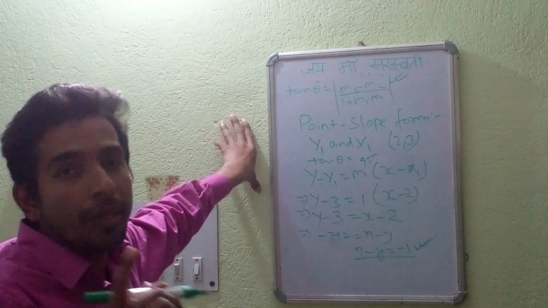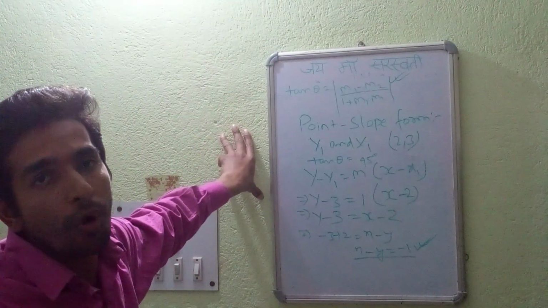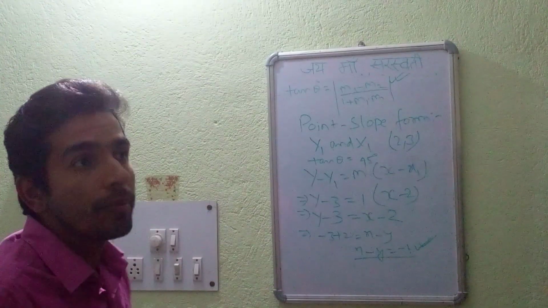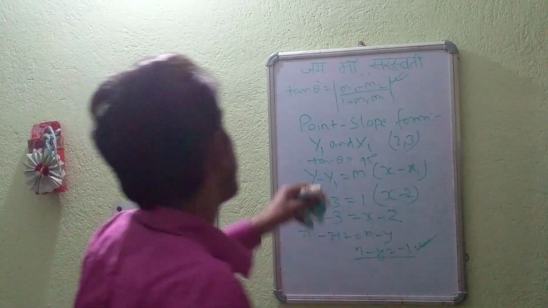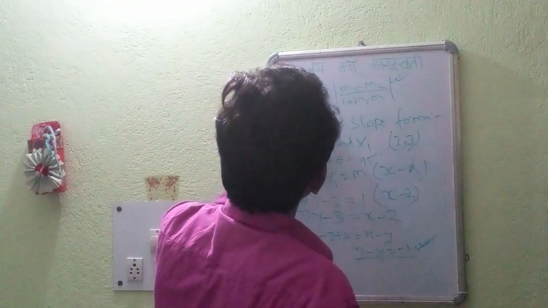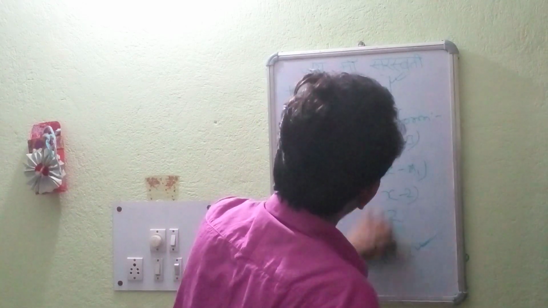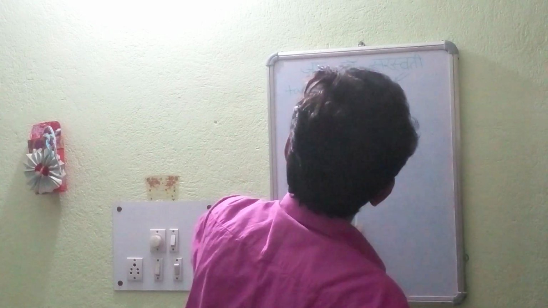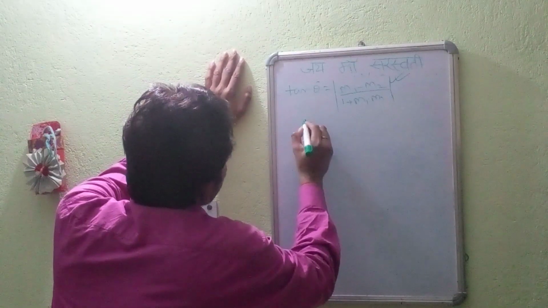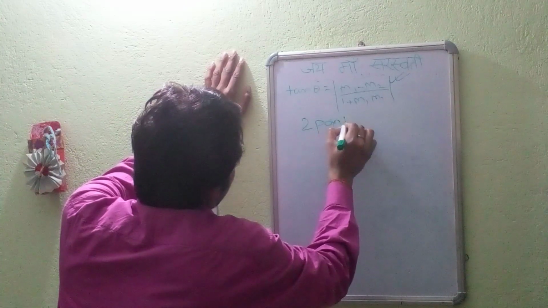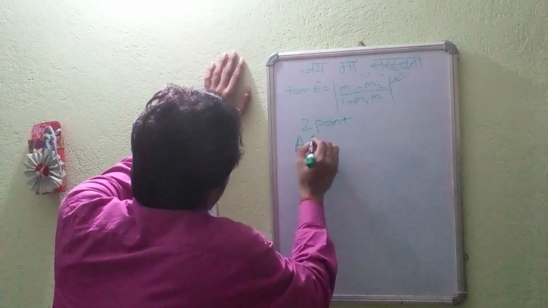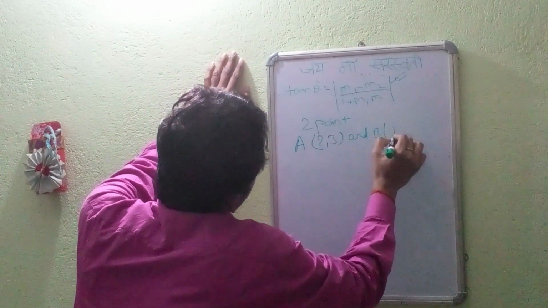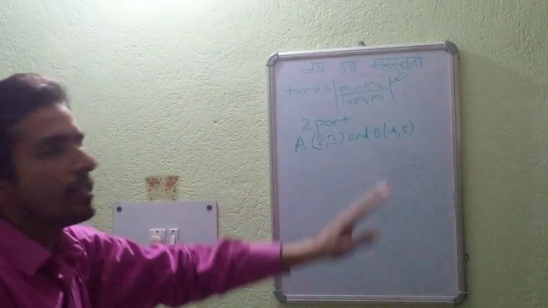Now we will be using the two-point form equation of the line. So in the two-point form, there will be 4 coordinates given for the 2 specific points. Two-point form. See, point A is given as 2, 3, and point B is given as 4, 5. So these 2 points are given.